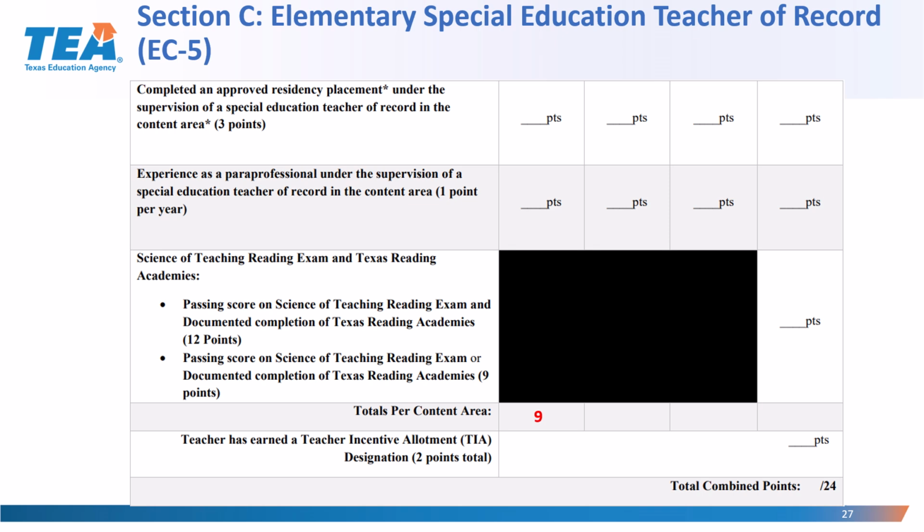Finally, Ms. Lynn's total points per content area are documented in the bottom row: 9 points, 12 points, 18 points, and 6 points, for a total of 45 out of the required 24 points at the elementary level.